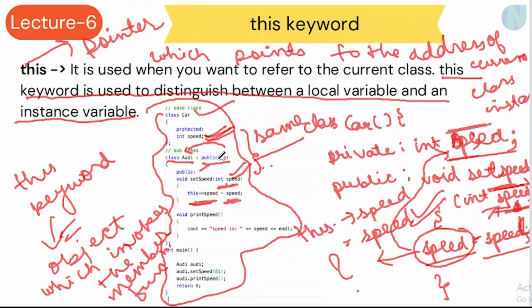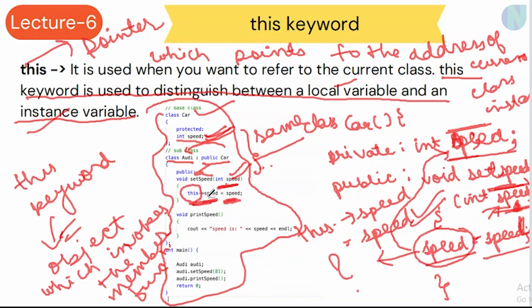Whenever the class Audi inherits all the properties of car, it has all the variables and member functions present in car, and we can also override those functions and change them accordingly. Here we are setting the speed and passing a parameter int speed. Now this speed variable and this speed variable have the same name, so the local variable and the instance variable both have the same name. Whenever we write speed is equal to speed, the compiler doesn't understand which speed this refers to or which speed that refers to. So we use this keyword.